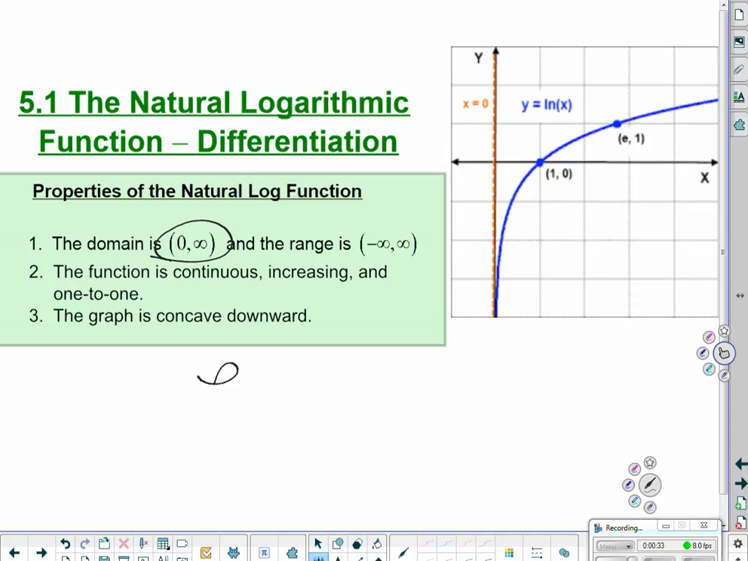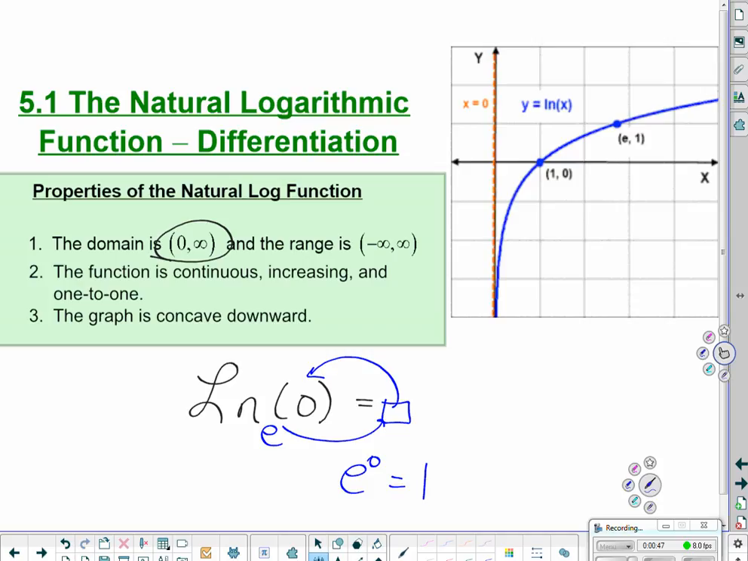The reason for that is if I try to do the natural log of 0, it's asking me to find a power that I can raise e to come up with 0. And that would be very difficult to do because e to the 0 doesn't equal 0, it equals 1. So that is the reason for the open parenthesis on the 0. The range, however, can come out to negative infinity or positive infinity.